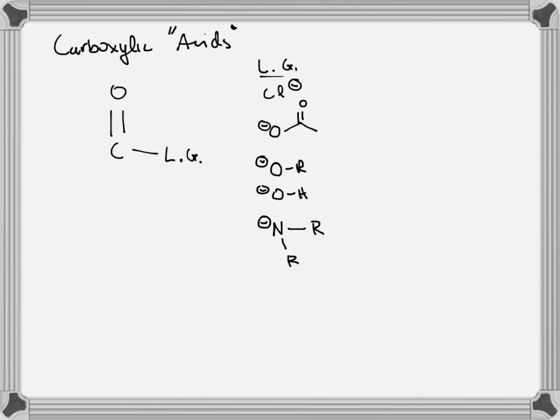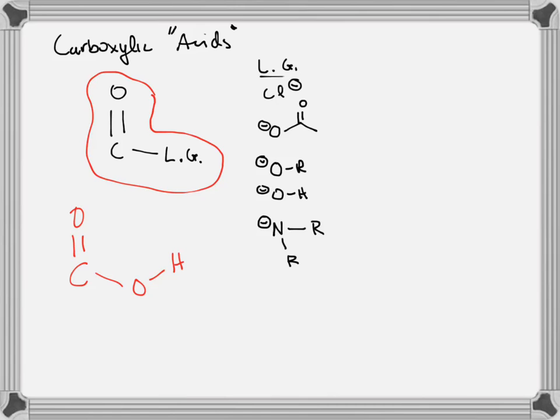We're looking at our basic general structure of what we could classify as a carboxylic acid. We're looking at the carbonyl bound to some kind of leaving group. In the case of strictly the carboxylic acid, it's a little bit different. Okay. Why is the carboxylic acid with our OH leaving group different than any of the other leaving groups?